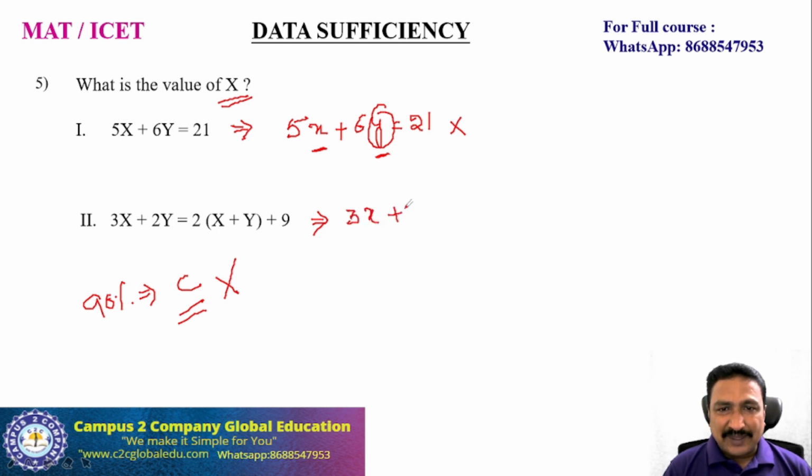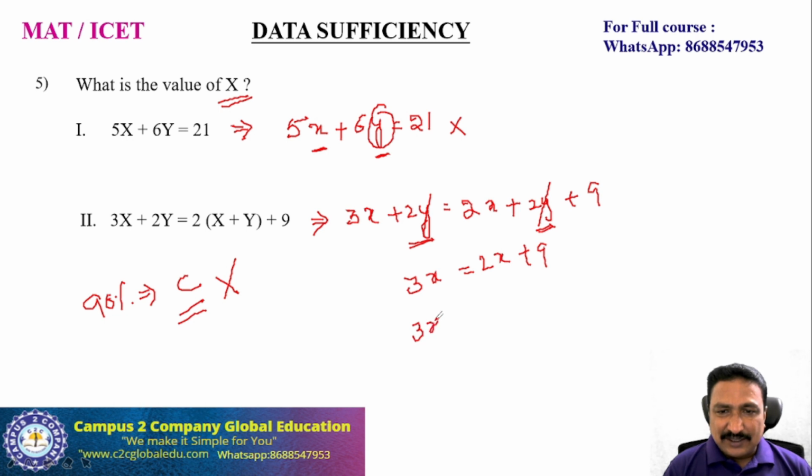So what is the second statement? 3x plus 2y. If you multiply the right side by 2, what will come? 2 into x is equal to 2x, plus 2 into y is equal to 2y, plus 9. Now if you look at the left hand side, 2y is there, right hand side also 2y is there. This 2y and 2y get cancelled. So you are getting 3x is equal to 2x plus 9. Then plus 2x comes from the right hand side to the left hand side, it becomes a minus. So 3x minus 2x is equal to 9. Therefore x is equal to 9. So with the second statement alone we are getting the answer. So the answer is B.